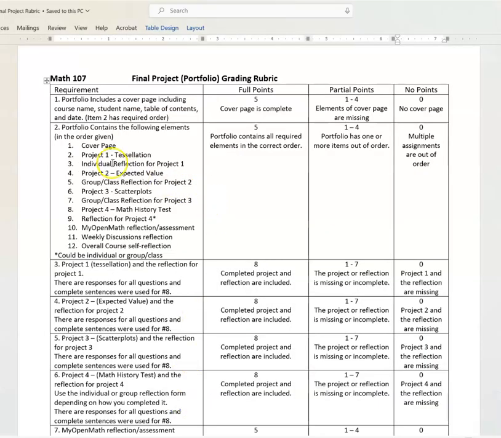Then the next project was the expected value. And the other project reflection is either for a group or a class. So in the expected value, everybody was kind of doing their own thing, but was responding to people, giving feedback to the class. So I would consider that a class project.